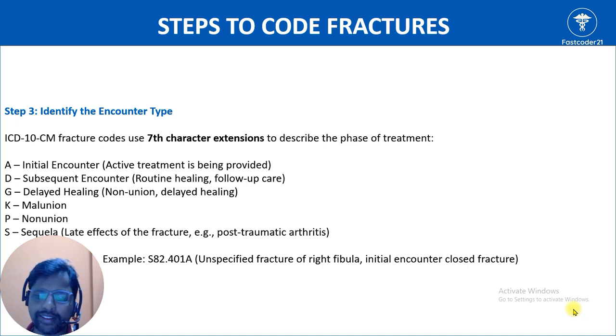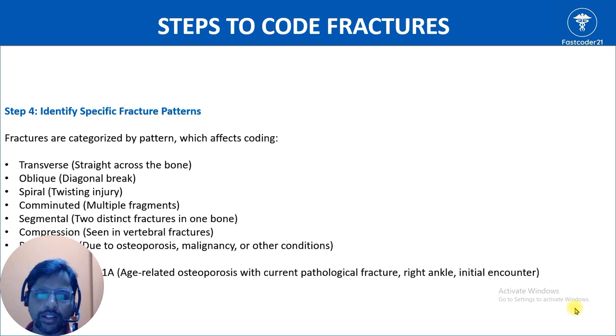If the documentation does not specify whether it is a closed or open fracture, you need to code it as closed fracture. Next, fourth step is to identify the specific fracture patterns. Fractures are categorized by pattern, which affects coding. Transverse is straight across the bone, oblique is a diagonal break, spiral is a twisting injury, comminuted is multiple fragments, segmental is two distinct fractures in one bone, compression is seen in vertebral fractures, and most of the time you will also see pathological fractures, which are due to osteoporosis, malignancy or other conditions.